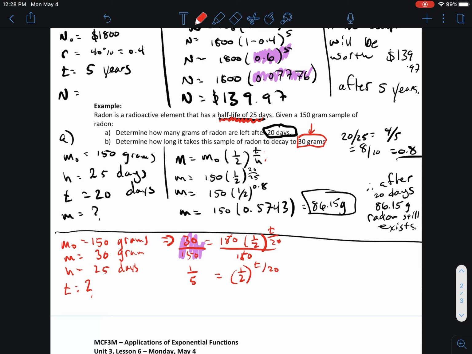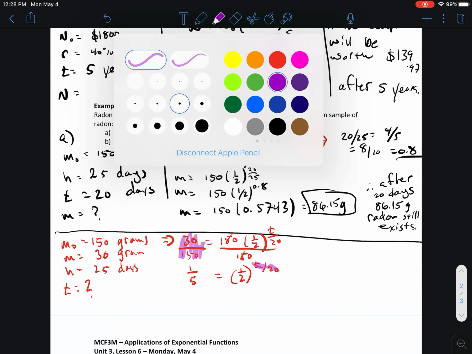30 over 50 is going to be the same thing as 1/5. Right? I could reduce that fraction. So here is your conundrum. If you think back to lesson 5, you're looking at solving for variables in exponents. That's exactly what I have going on right here. Solving for a variable in an exponent, okay?